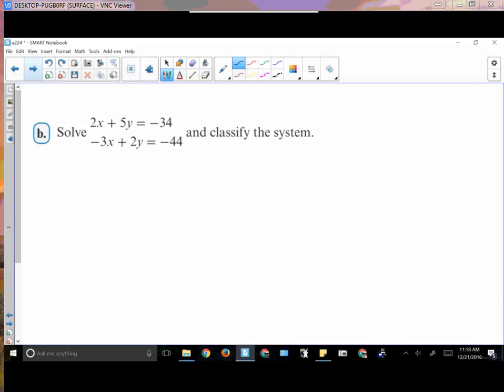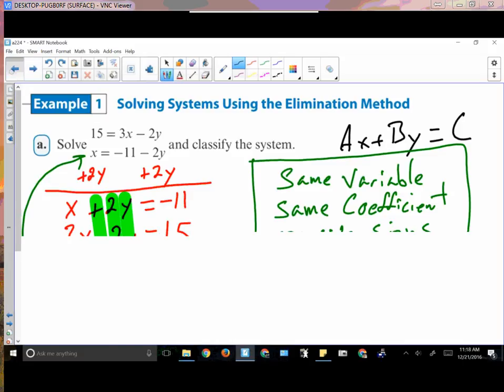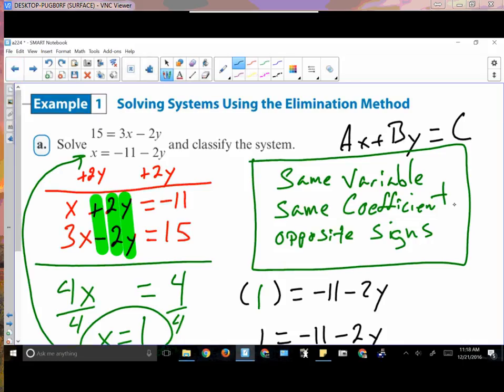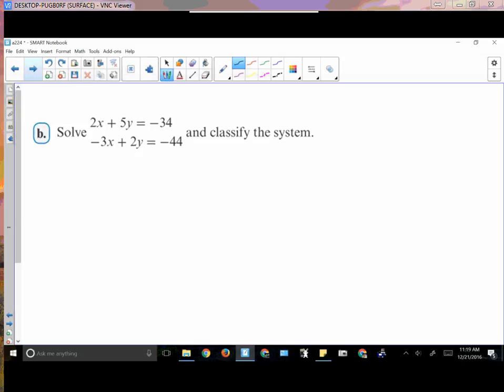Now, if I look at this, do I have the same variable with the same coefficient with opposite signs? When I am looking at this one, do I see that? And the answer is no, I don't. So, in this instance, what I want to do is pick one. Okay? How do I pick one? Well, what we want, same variable, same coefficient, opposite signs.